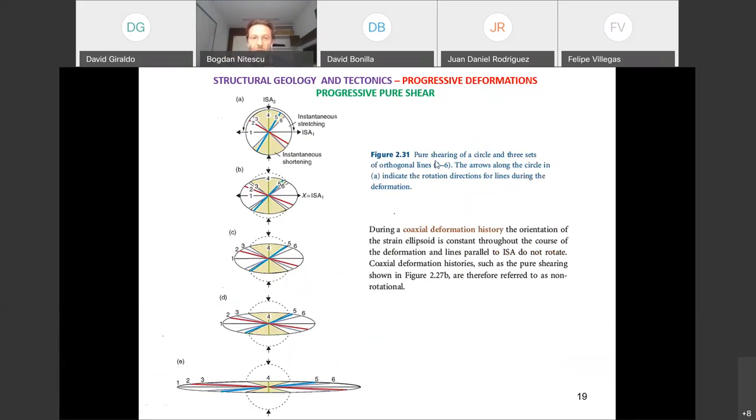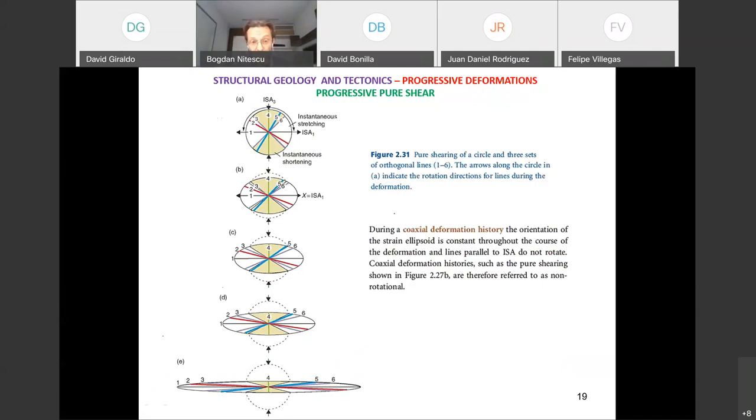Okay. So here we have progressive pure shear. And with progressive pure shear, it is easier to understand, yeah? Because you see the symmetry, you see basically the zones that get shortened and the zones that get stretched. So this coaxial deformation for our mind is easier to grasp. But that's why we are looking at these things, so that you get a feel for it.